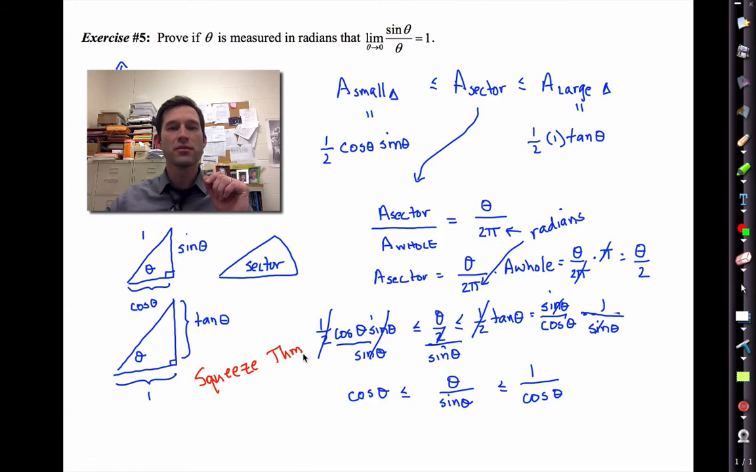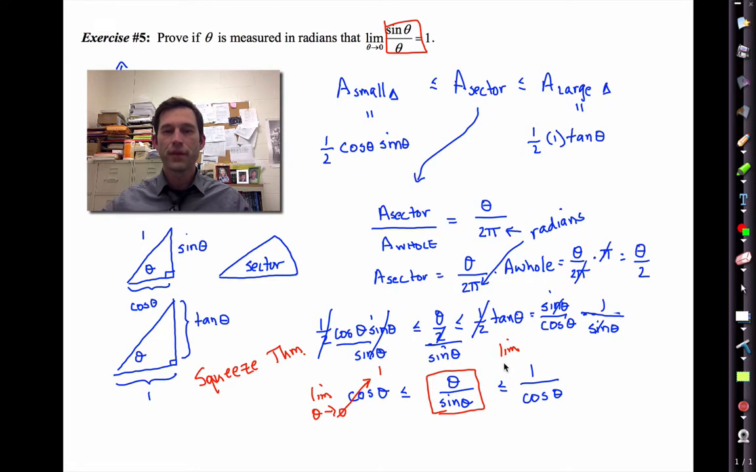And here's what the Squeeze Theorem says. This quantity, which is what we're really concerned about, is theta over sine theta here, and this quantity that I'm worried about is sandwiched or squeezed between these two. So I could ask myself, what is the limit of cosine theta as theta goes to 0? Well, it's equal to 1. And what is the limit as theta goes to 0 of 1 over cosine theta? Well, that's 1 divided by 1, so that's 1.